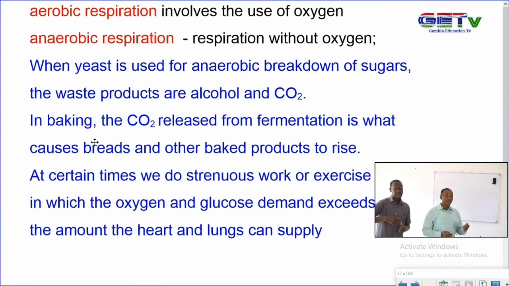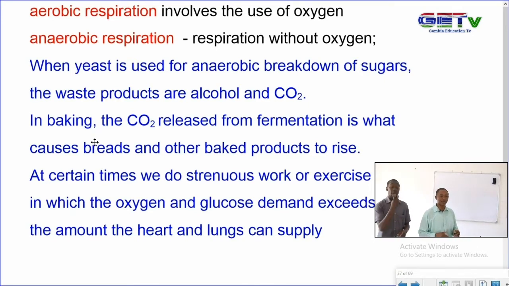and of course it looks palatable, it looks large, which makes our appetite better. Also in the human muscles, at certain times we do very strenuous work or exercise in which the oxygen and the glucose demand goes beyond what the heart and the lungs can supply. So the body takes what we refer to as a shortcut. In that sense, it is going through anaerobic respiration. So it doesn't wait for the oxygen and the glucose to come. So it is doing a shortcut.